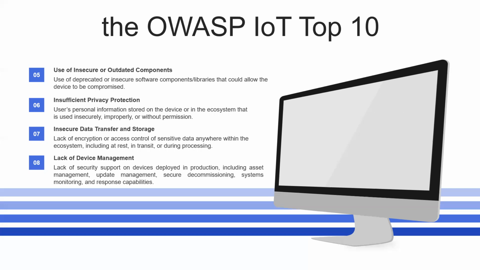Seven, insecure data transfer and storage: lack of encryption or access control of sensitive data anywhere within the ecosystem, including at rest, in transit, or during processing. Eight, lack of device management: lack of security support on devices deployed in production, including asset management, update management, secure decommissioning, systems monitoring, and response capabilities.